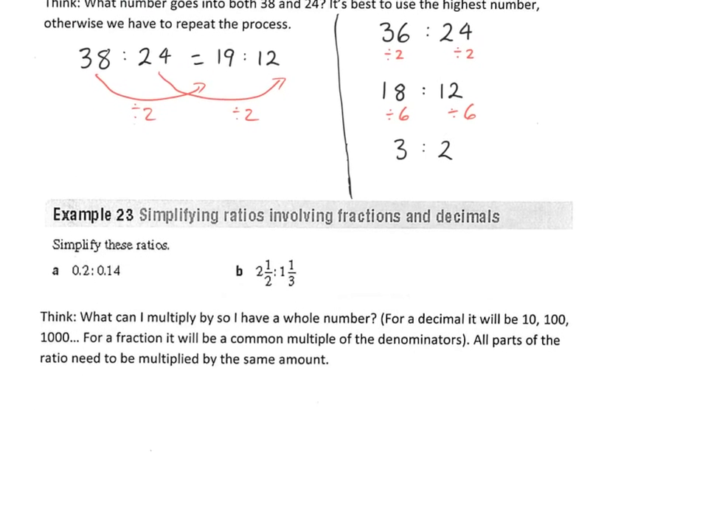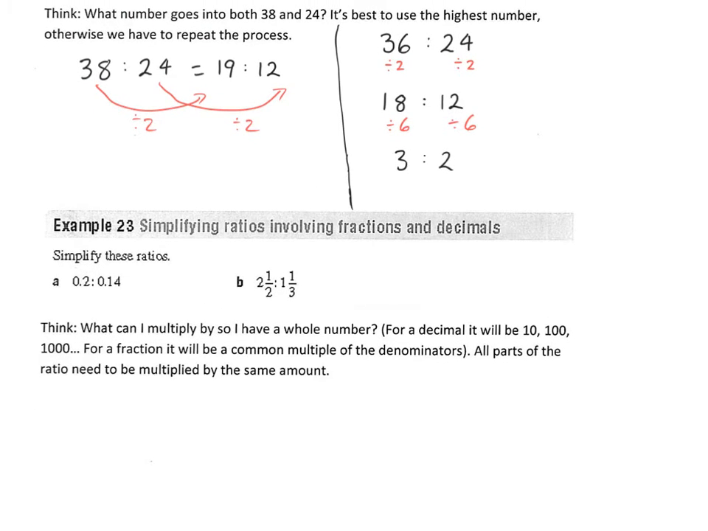For example 23, we're simplifying ratios involving fractions and decimals. When we write a ratio, we want to write it using whole numbers, so we don't want decimals or fractions involved. What you think to yourself is, what number can I multiply by so I have a whole number? If you've got decimals, it's going to be a power of 10, so 10, 100, 1,000. And for a fraction, it will be a common multiple of the denominators. All parts of the ratio need to be multiplied by the same amount.